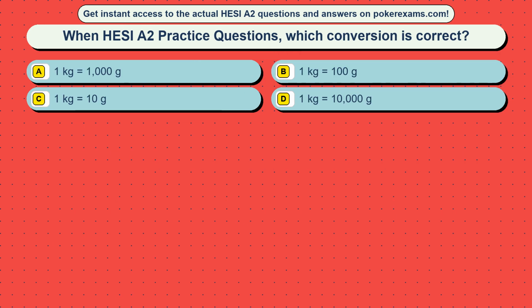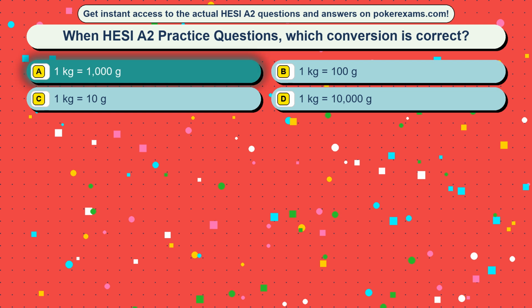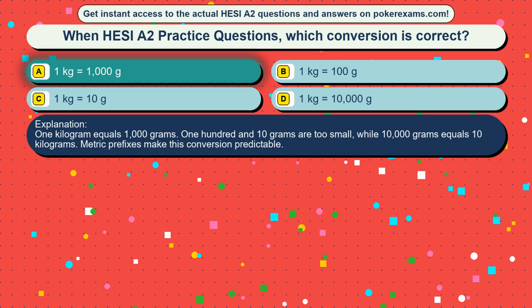Question 9. When HESI A2 Practice Questions, which conversion is correct? Option A, 1 kg equals 1000 g. Option B, 1 kg equals 100 g. Option C, 1 kg equals 10 g. Option D, 1 kg equals 10,000 g. The correct answer is option A, 1 kg equals 1000 g. 1 kg equals 1000 grams. 100 and 10 grams are too small, while 10,000 grams equals 10 kilograms. Metric prefixes make this conversion predictable.